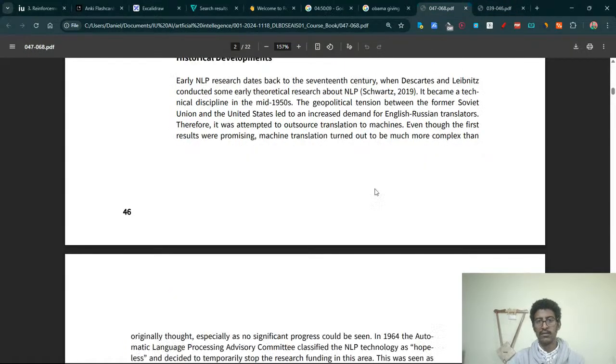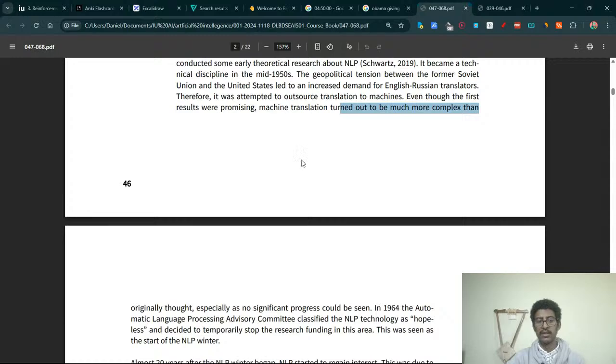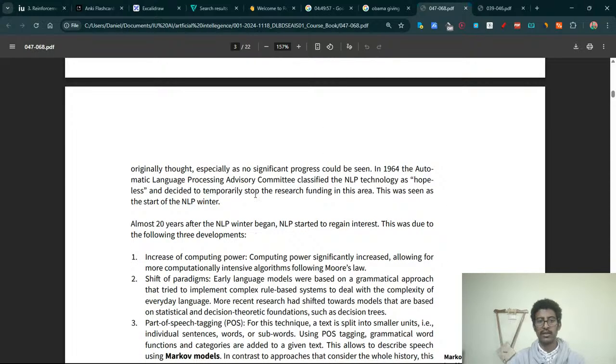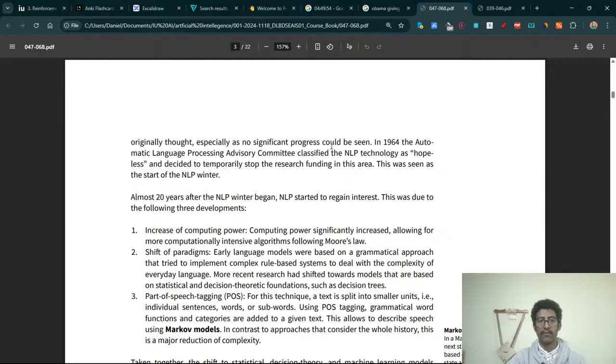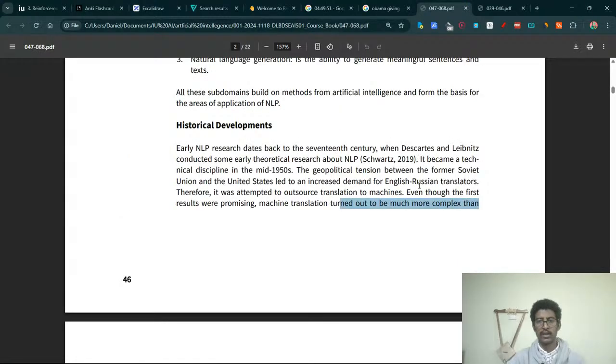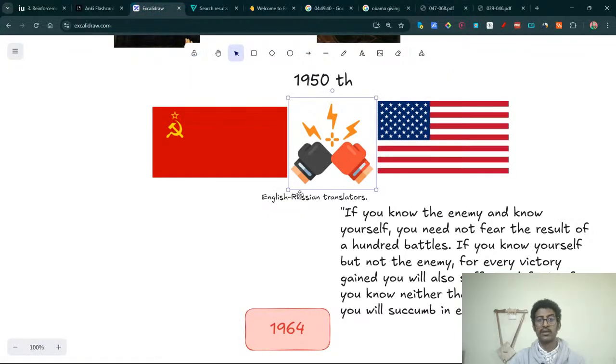This sentence explains the development well: more complex than originally anticipated. The first results were promising, so they wanted to do this translation job, so they hired people, and then there were not enough people, so they tried to build a machine that translates Russian into English.